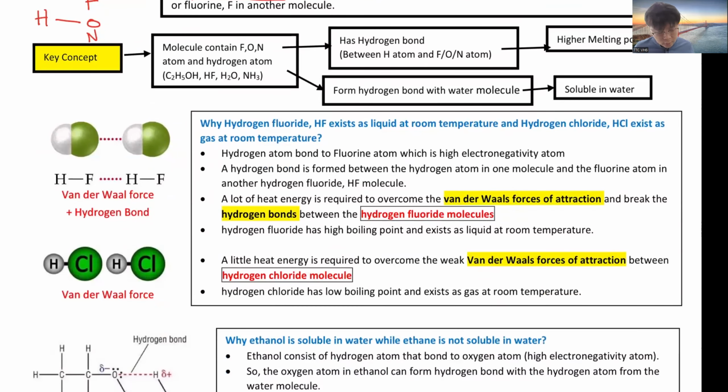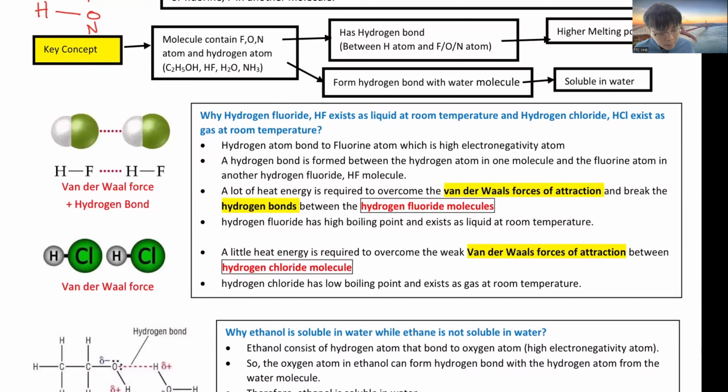So what is the effect of hydrogen bond? The first one: the normal molecules only have van der Waals force. So you just need a little energy to overcome the force of attraction between the molecules, like the covalent bond. So the melting point is very low. So normally it's in gas form.